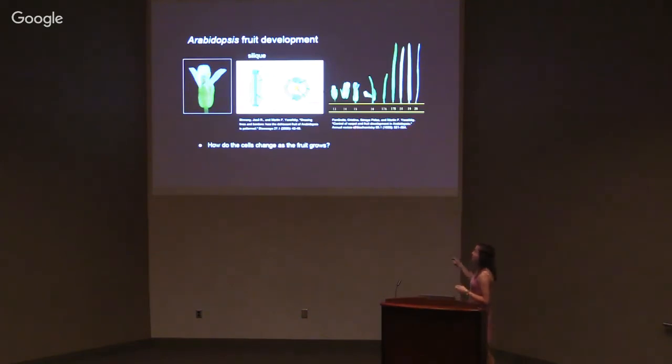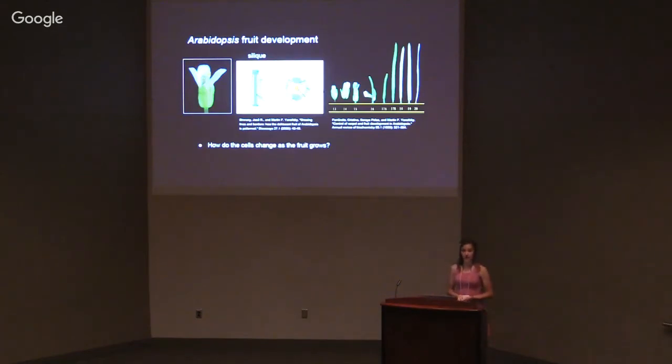And then on the right here is a depiction of the stages of fruit development of Arabidopsis. Stage 14 is right after the fertilization event. Then you see a very dramatic period of expansion and growth of the siliques until it reaches about stage 17, which is its fully elongated and fully sized form.